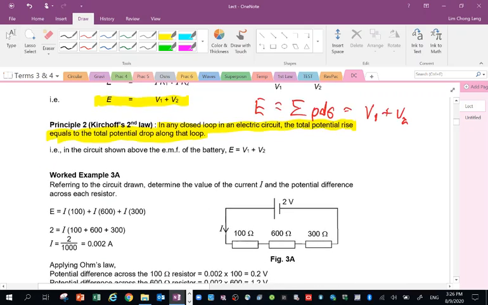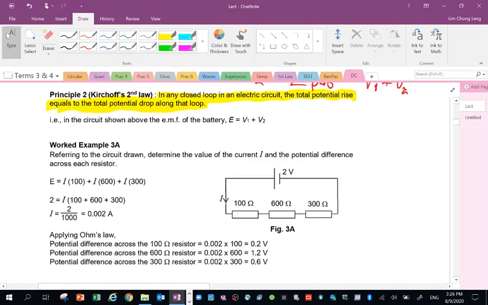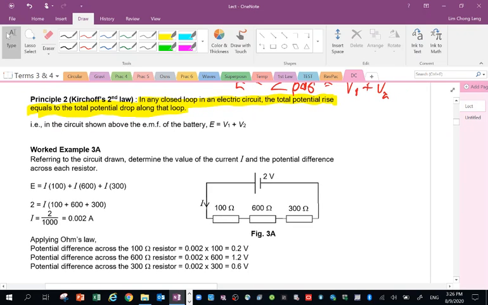Work example 3. Suppose we apply Kirchhoff's second law to example 3. This time, instead of two resistors, we have three resistors in series. We call them R1, R2, and R3, right? So there will be a PD across each of these. I will write the PDs V1, V2, V3. The PDs across these resistors must add up to be equal to the EMF. Since it is a series circuit, the current is the same through each resistor.